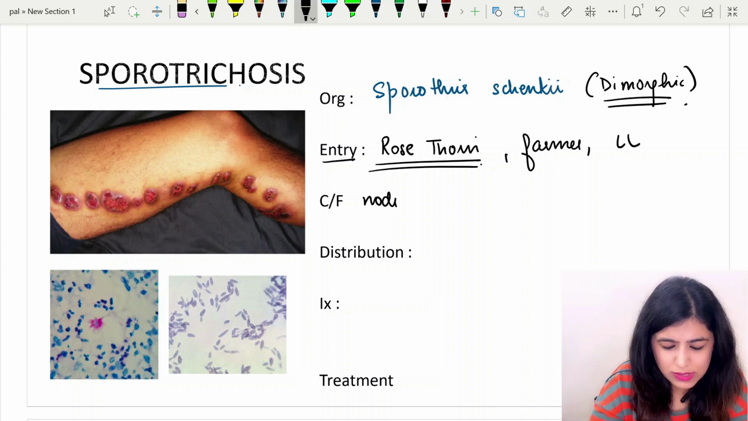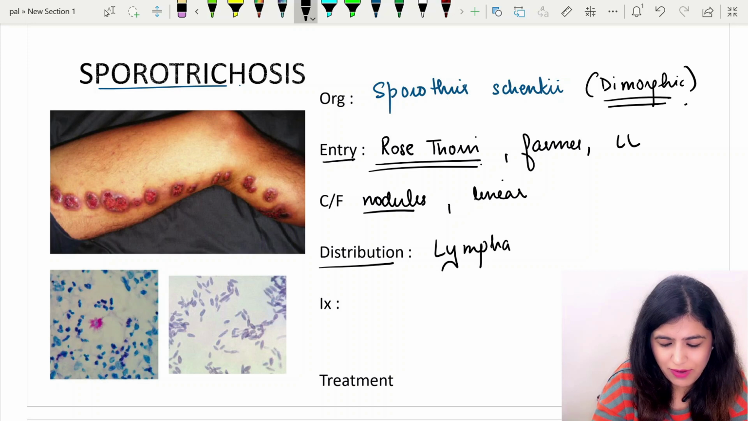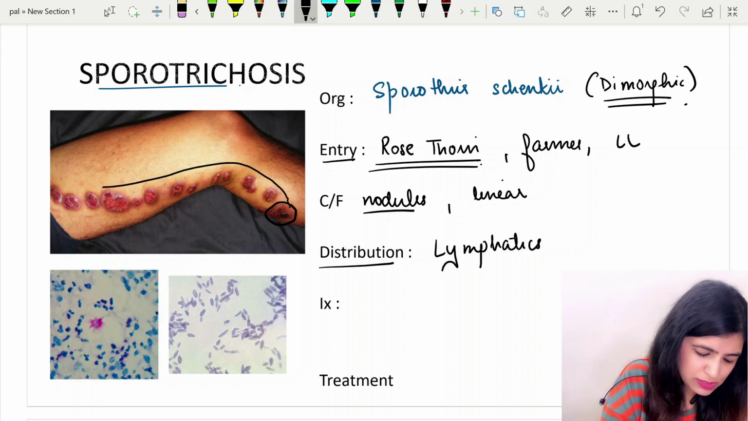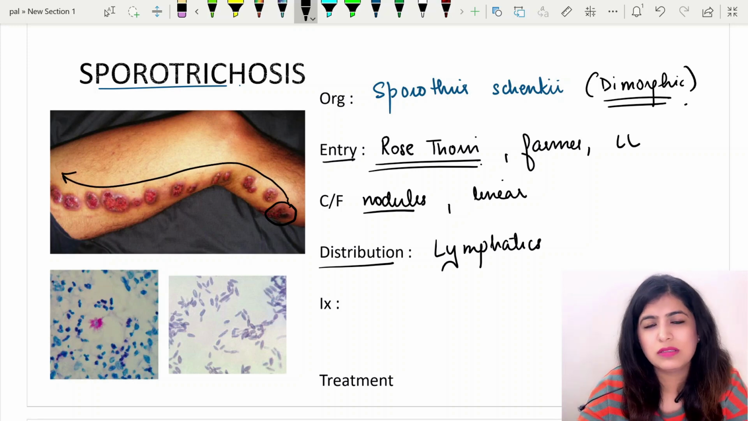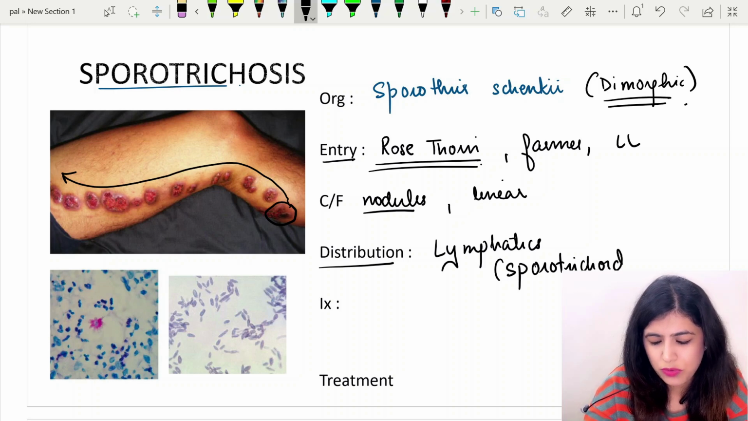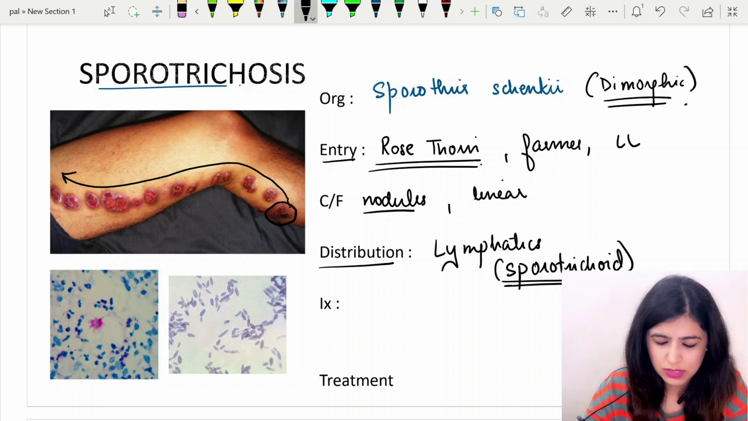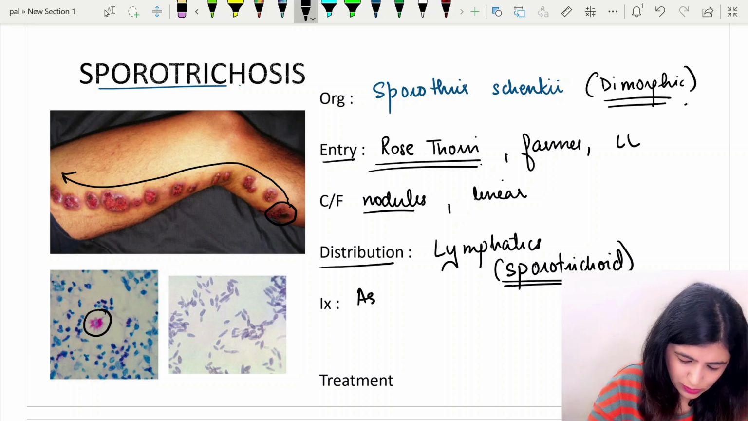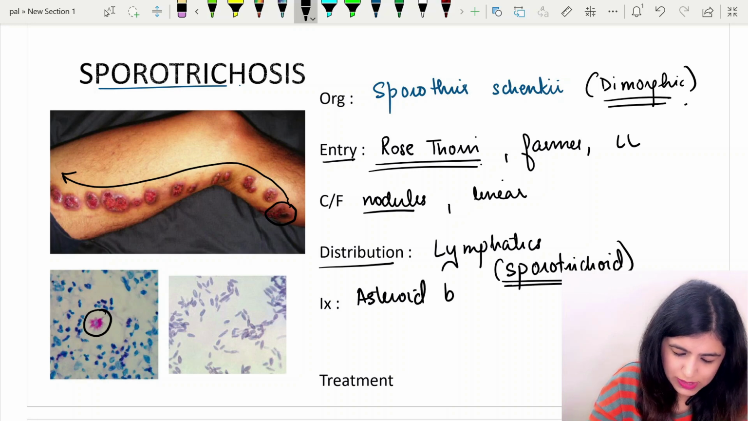It will have nodules which are present in a linear pattern. Distribution is along the lymphatics. In fact, this is where the disease might have inoculated in the leg of this patient, and the nodules have progressed proximally along the lymphatics, forming a linear chain of lesions. This pattern is so synonymous with sporotrichosis that we also call it the sporotrichoid pattern when we use it for other disorders. Investigations, see this, such a beautiful asteroid body you see.